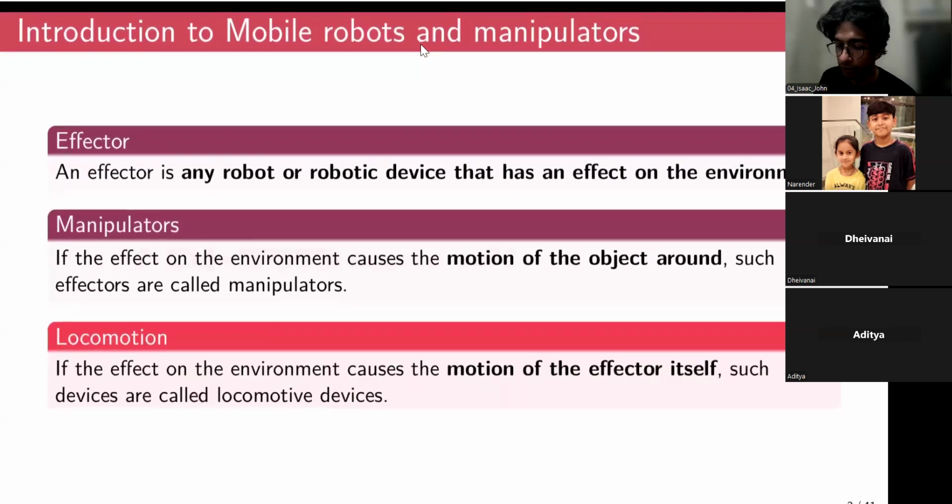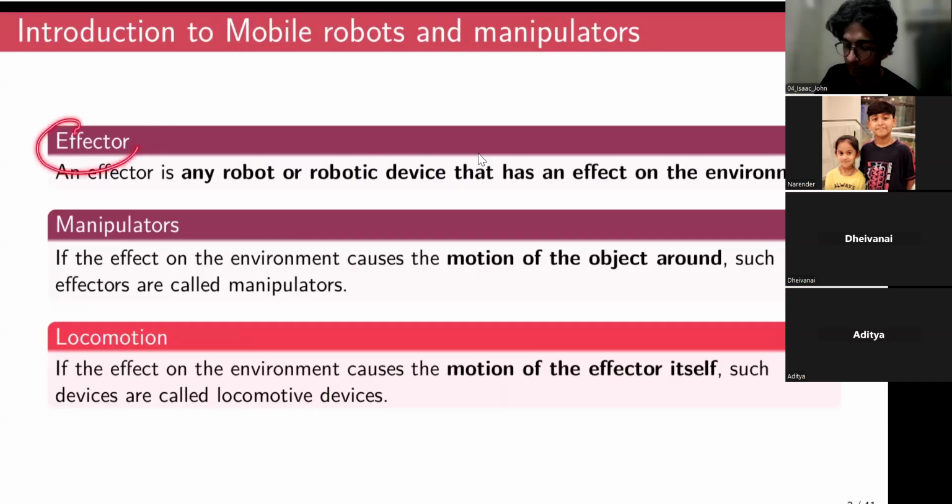Okay, so we'll get on with the first topic for this session, that is just a brief introduction to robots and manipulators. Essentially, you could classify mobile robots and manipulators as something called effectors, right? So what is an effector? The definition of an effector is any robot or robotic device that has an effect on the environment, right? Any sort of mechanical interface, structure or mechanism that can have any sort of effects on the environment. So what are these effects actually?